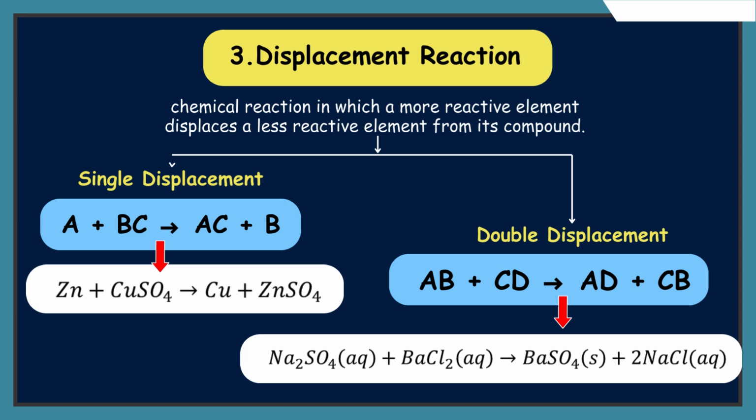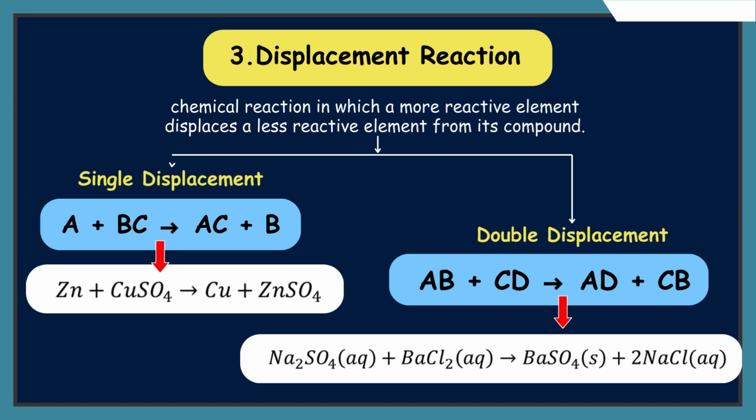Now, let's talk about displacement reactions. This is when one thing pushes out another thing from a compound. There's single displacement, where one element pushes out another element from a compound, like zinc pushing out copper from copper sulfate. Then there's double displacement, where two compounds switch partners, like sodium sulfate and barium chloride switching to make barium sulfate and sodium chloride.